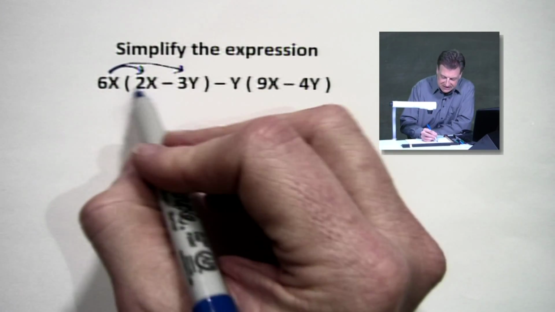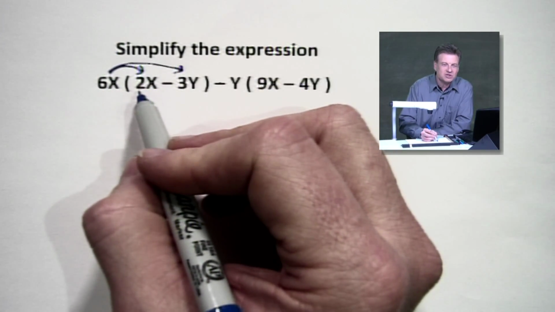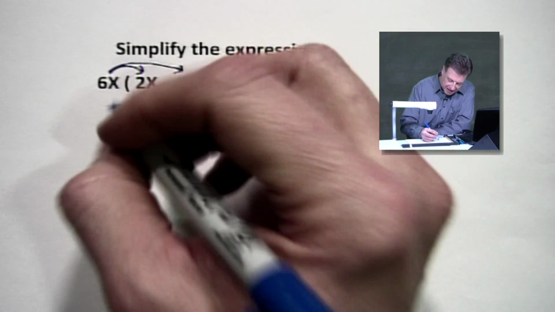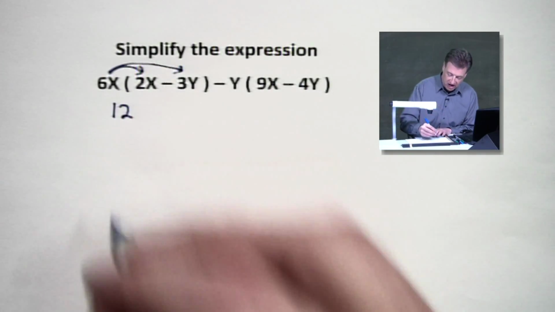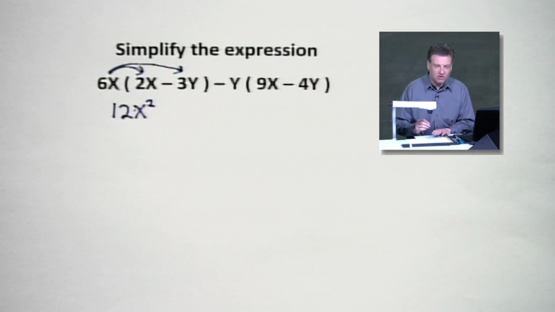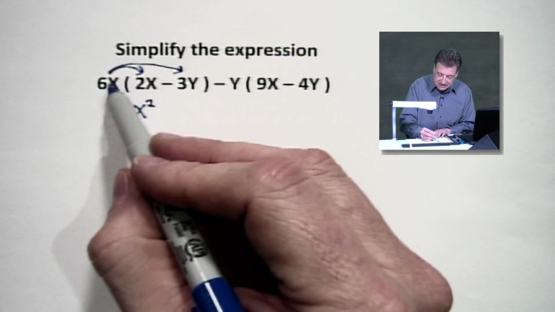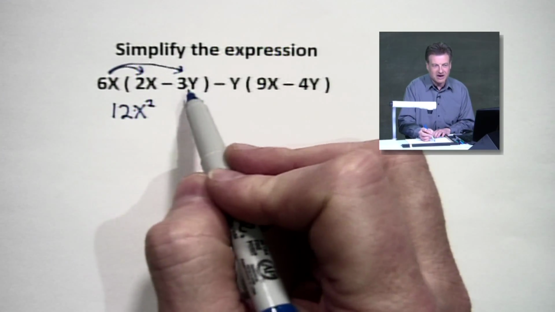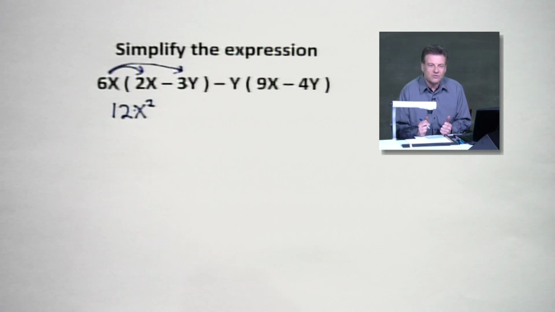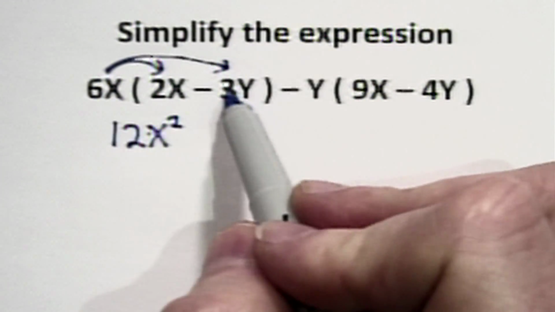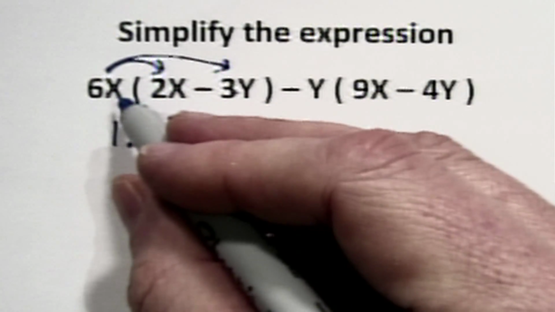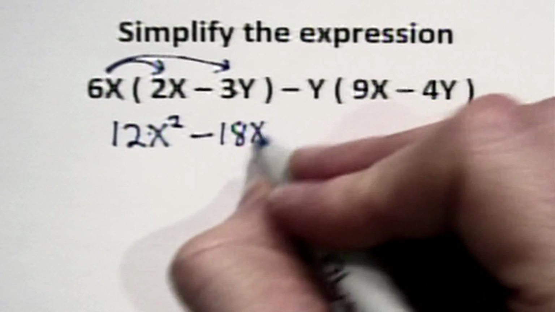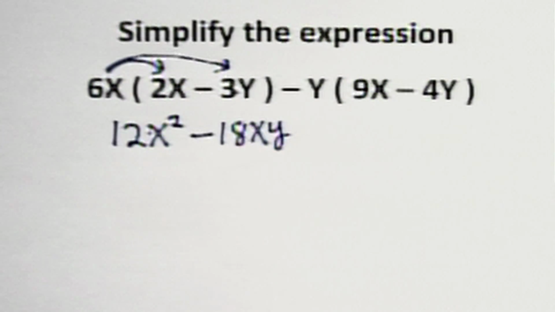So distributing 6x times 2x. We so much like to say that's 12x, but it's not true. It is 12, but it's also x times x, which is going to give us x squared, so we put our 12x squared right in there. We also take 6x times the negative 3y. Now, x's and y's, we just jam them together when we're multiplying. So 6 times 3 is 18. It's going to be a minus, and then the x and y just go along for the ride. So that's the first parenthesis.